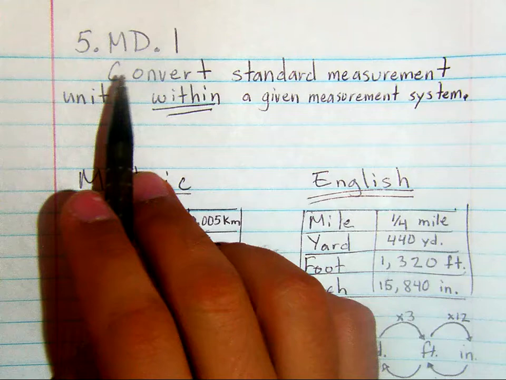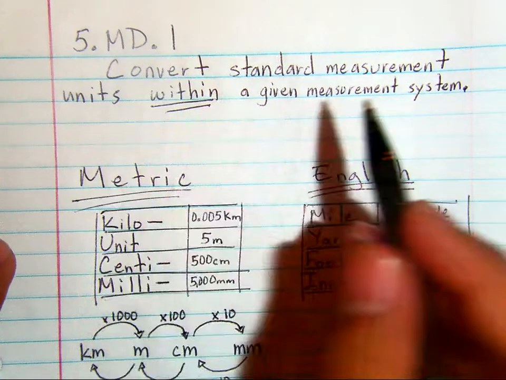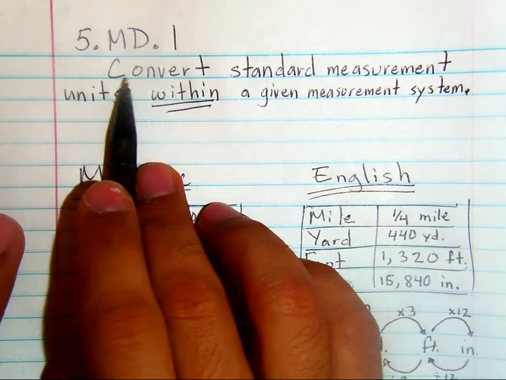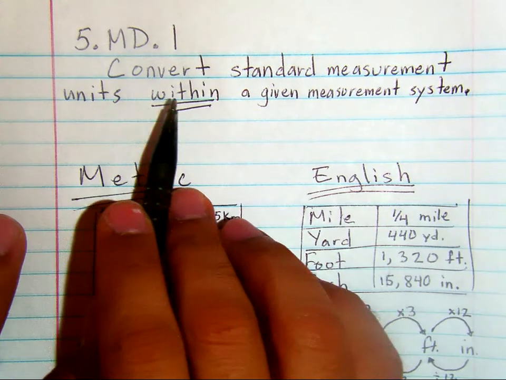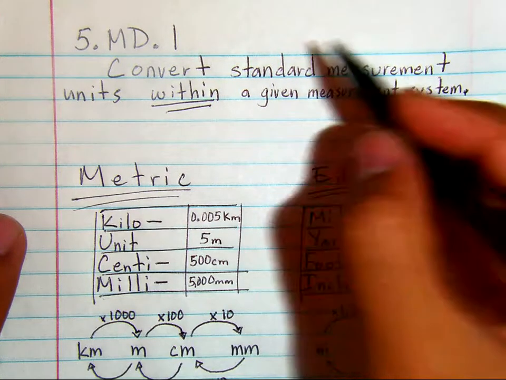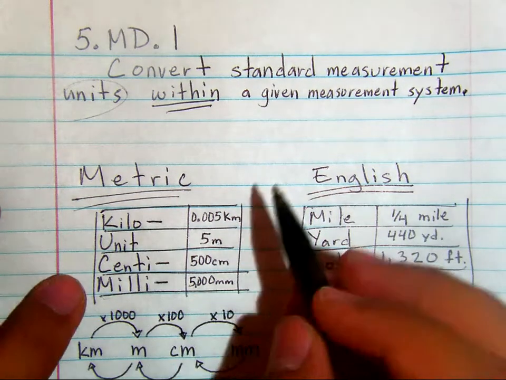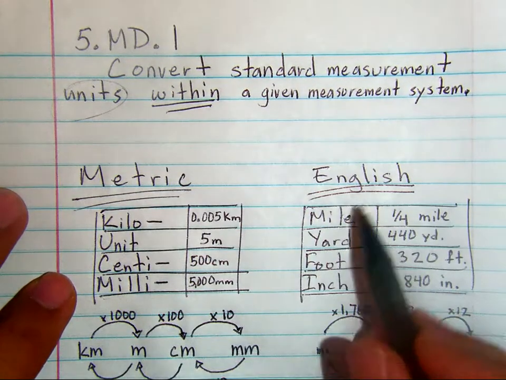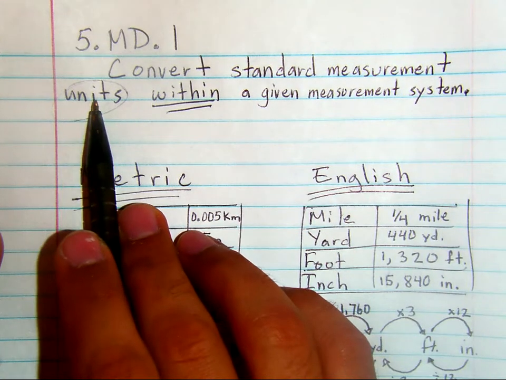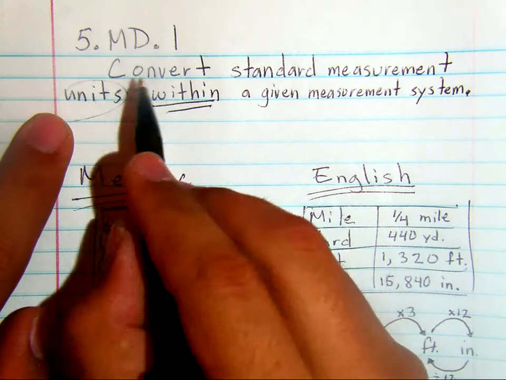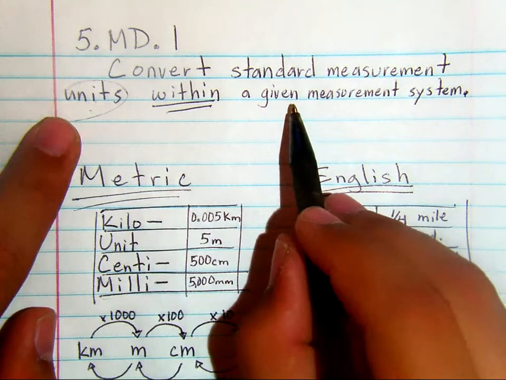So 5.MD.1, 5th grade, measurement and data, point 1. This standard is focused on converting or changing standard measurement units within a given measurement system. Now, measurement units are things like kilometer, centimeter, milliliter, miles, yards, feet, teaspoons, cups, pints, all different ways of measuring something. We need to know how to convert between those units of measurement within a given measurement system.